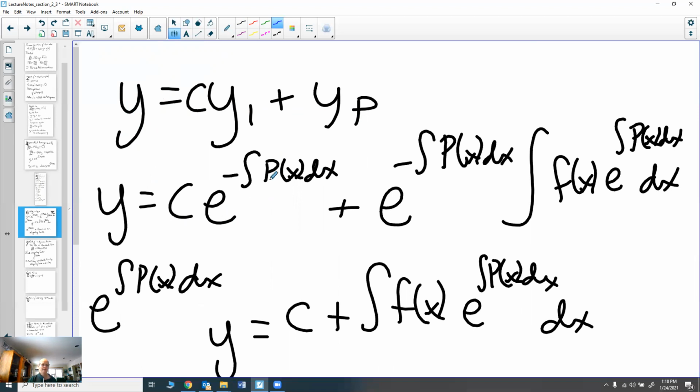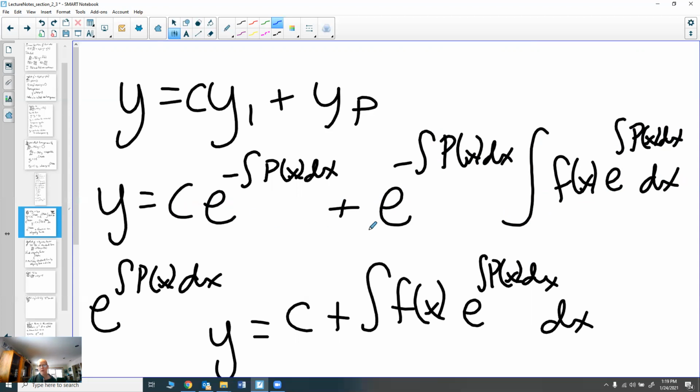y1 was e to the negative integral of p(x) dx. So we have c e to the negative integral of p(x) dx plus e to the negative integral of p(x) dx times the integral of f(x) e to the integral of p(x) dx. There's an awful lot of e's here.